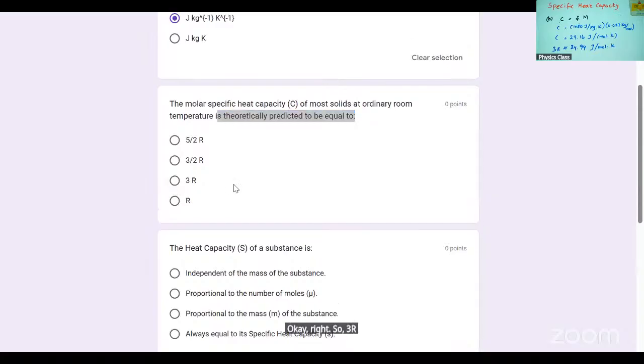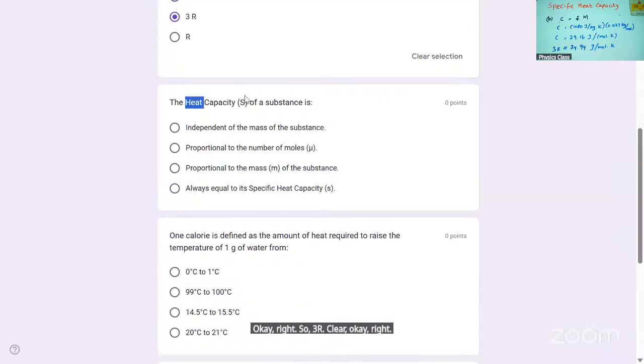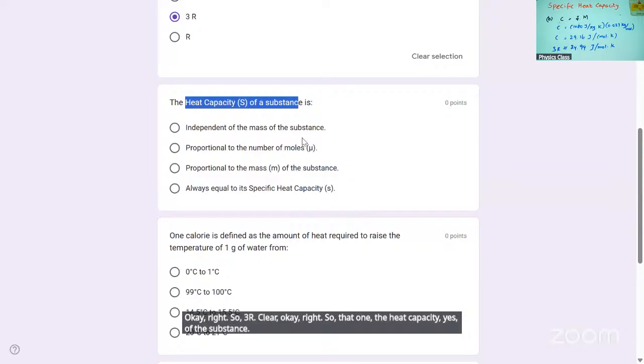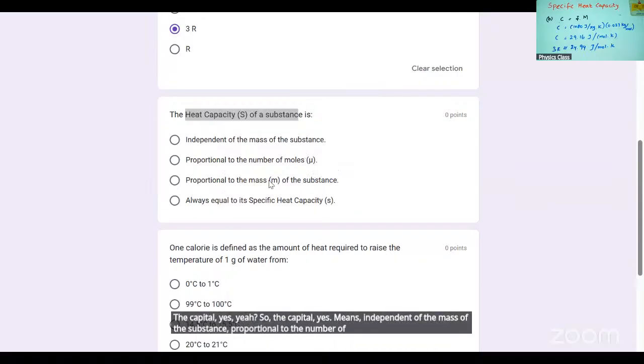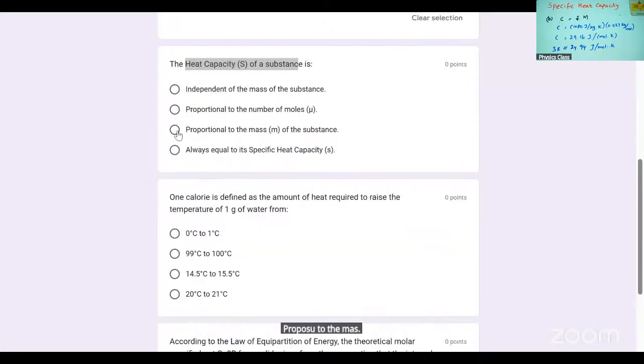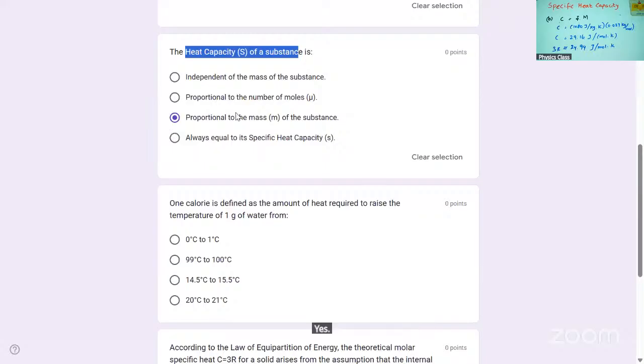Clear. Okay, right. So third one, the heat capacity S of a substance. The capital S means: independent of the mass of the substance, proportional to the number of moles, or proportional to the mass. Already one response is there. Yeah, option C is the answer, it is related to the mass of the substance.